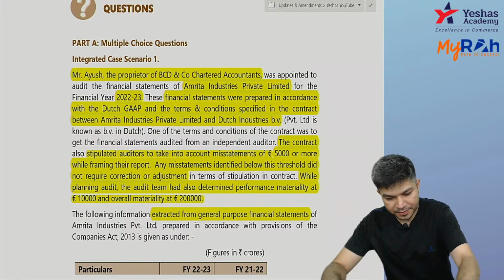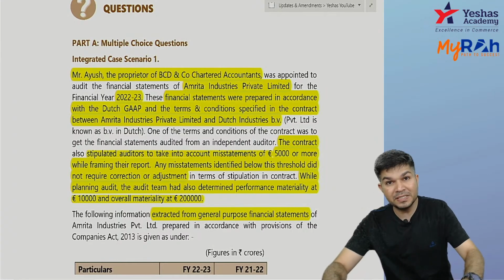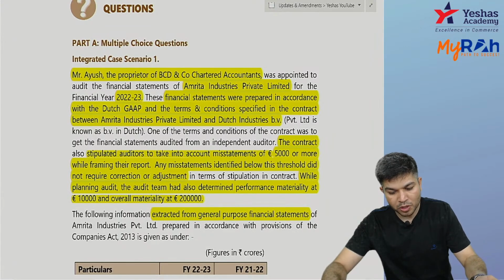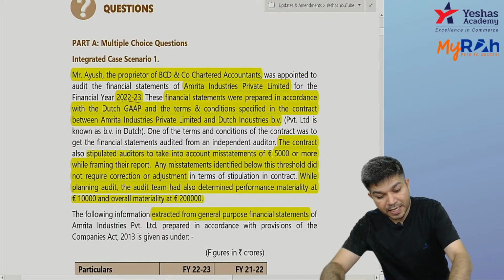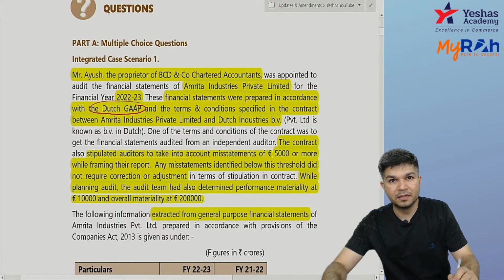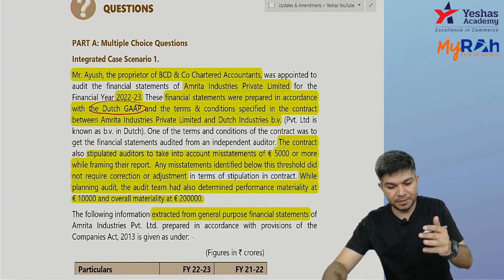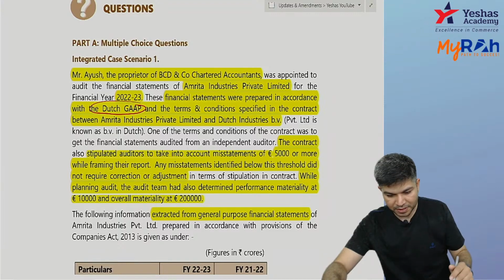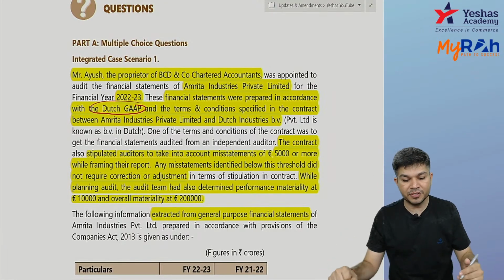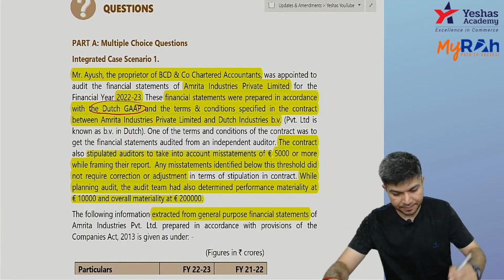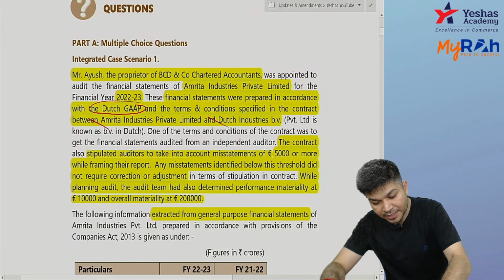Now, case study number 1, Mr. Ayush, a proprietor of BCD and Company, Chartered Accountant. He is appointed as auditor of Amrita Industries Private Limited. And the year is 22-23. The financial statements are prepared in accordance with Dutch GAAP. So the financial statements are not as per our Indian GAAP or Ind AS. It's as per Dutch GAAP, and it's based on terms and conditions specified in the contract between Amrita Industries and Dutch Industries BV.